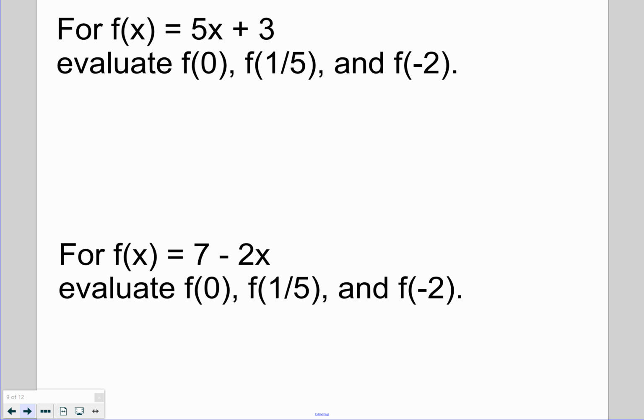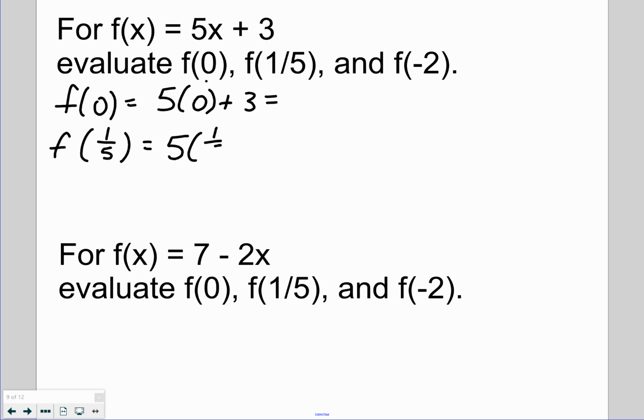f of x is 5x plus 3. Evaluate for f of 0. So I'm going to have 5 times 0 plus 3. It also wants me to evaluate for 1/5. So 5 times 1/5 plus 3. And finally for -2: 5 times -2 plus 3. So the key thing I'm looking for the rest of this lesson is that you're using that function notation.